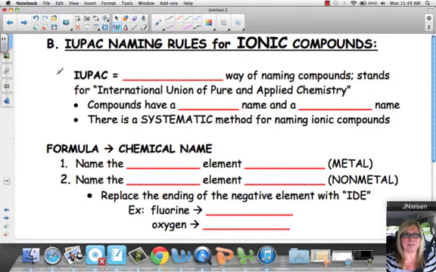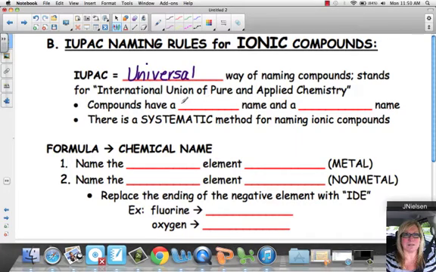So the rules for naming ionic compounds come from the International Union of Pure and Applied Chemistry, which is what IUPAC stands for, but it's really just a universal way for naming compounds. So when you see a test question or a quiz question, it'll say, according to IUPAC. All that is the way I taught you how to name the compounds or how to write the compounds.